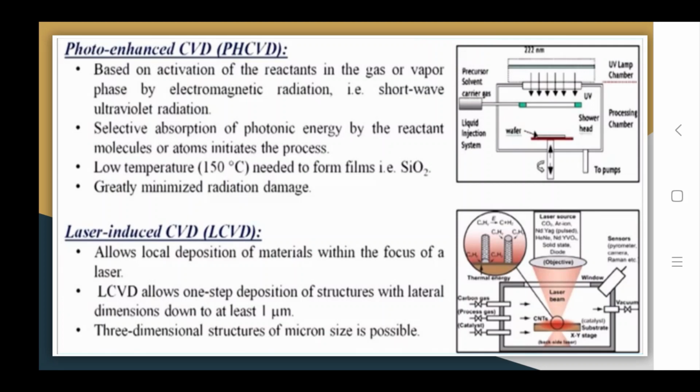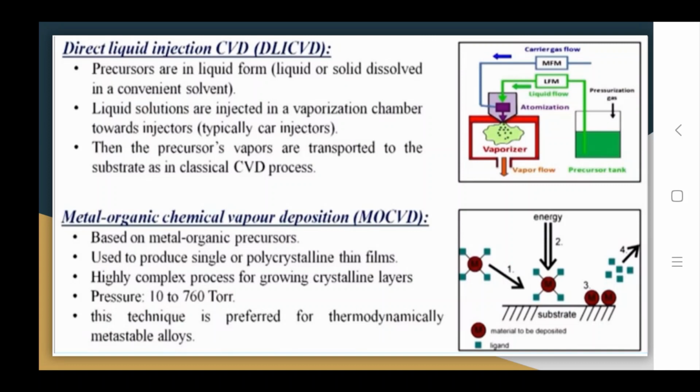Now let us go to the next, direct liquid injection CVD. Here the precursors are in liquid form, or a liquid or solid dissolved in a convenient solvent. The liquid solutions are ejected into a vaporization chamber through injectors, typically like a car injector. Then the precursor vapors are transported to the substrate as in the classical CVD process.